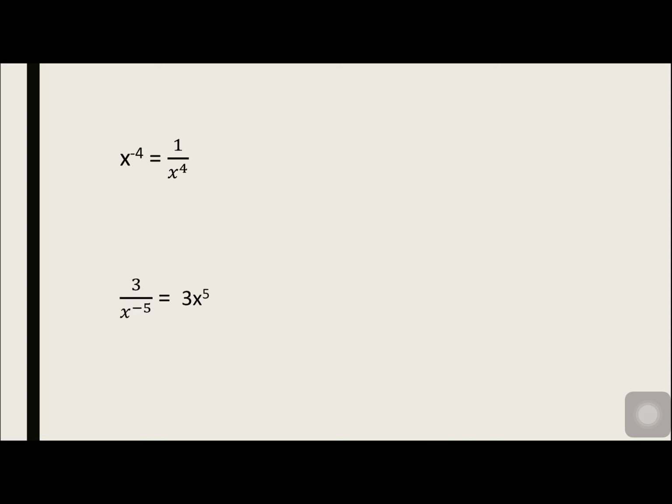X to the negative 4 is 1 over x to the positive 4. 3 divided by x to the negative 5. The x to the negative 5 would come to the top and have 3x to the 5. The 3 stays because it doesn't have a negative exponent.